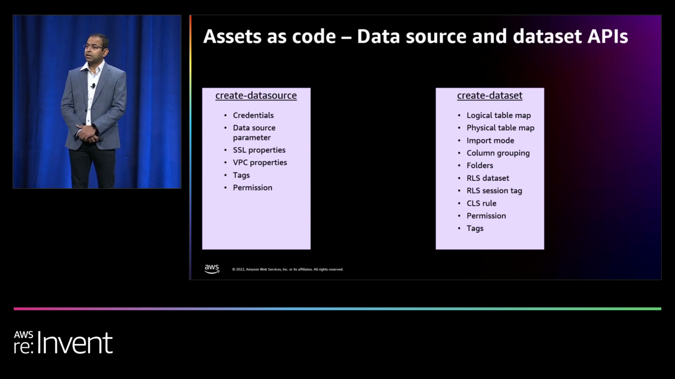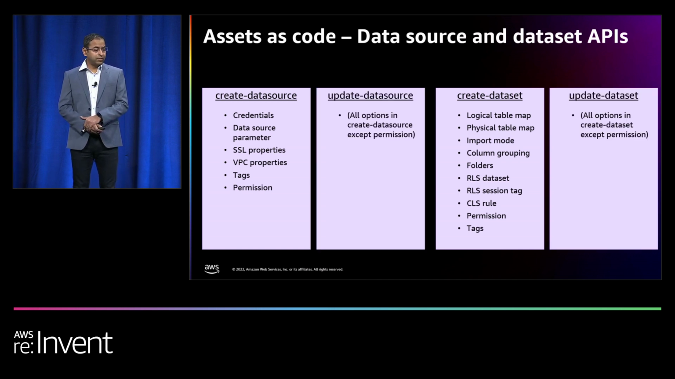So instead of creating tens of thousands of data sets for individual tenants, you can just define one data set which will secure your data for all of your tenants. And then you can also specify column level security rules and permissions policies as well. So with these create data source and create data set, you define and create the objects within QuickSight.